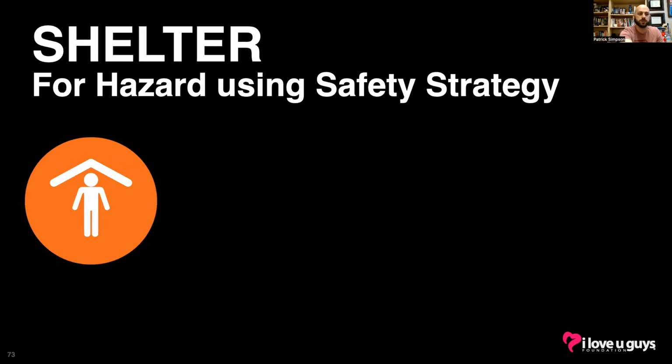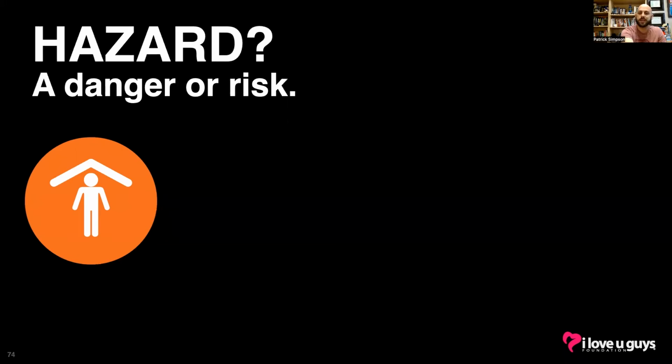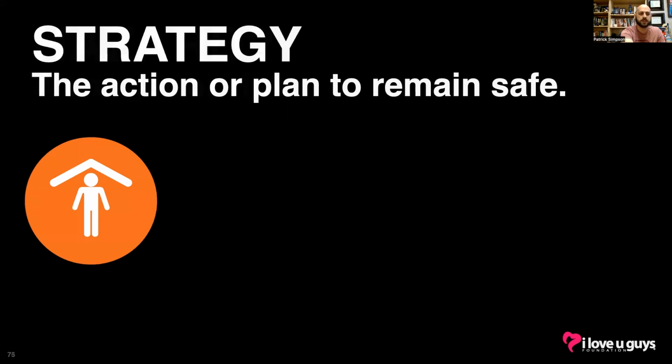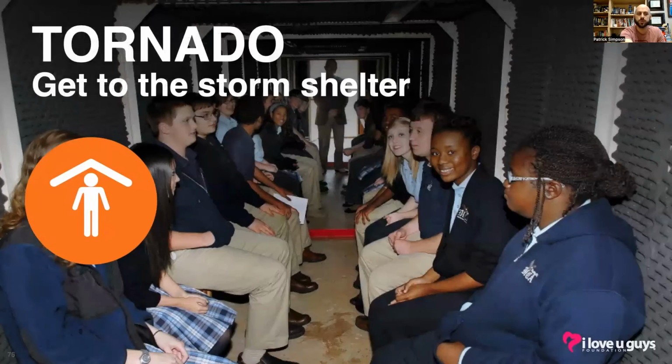Next up is shelter for using a safety strategy. Okay, so we will tell you what the hazard is, and then what the safety strategy to follow. A hazard is basically a danger or a risk, and the strategy is the action or plan to remain safe. In the event of a tornado, we would say, tornado, get to the storm shelter.